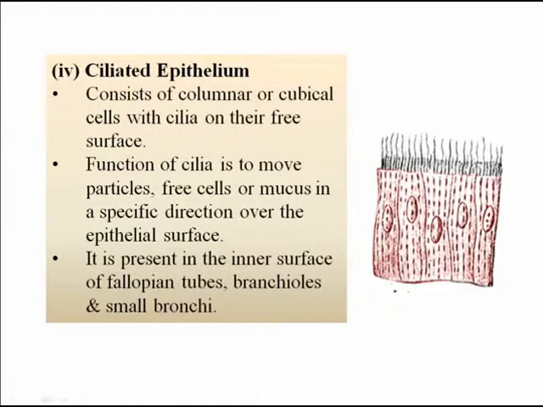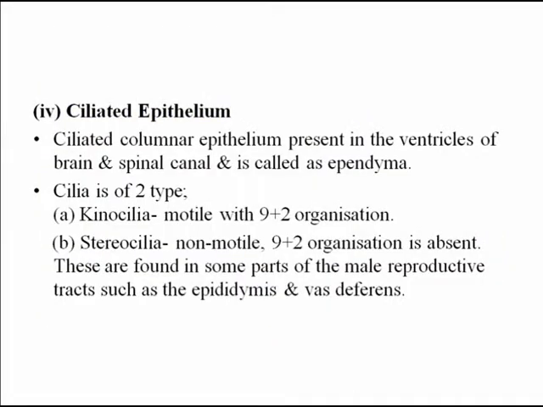It is present in the inner surface of fallopian tubes, bronchioles and small bronchi. So, it is usually found in the air passages like the nose or in the uterus and fallopian tubes of females. Here, the movement of cilia propels the ovum to the uterus. Again, ciliated columnar epithelium is present in the ventricles of the brain and spinal cord and is called ependyma.